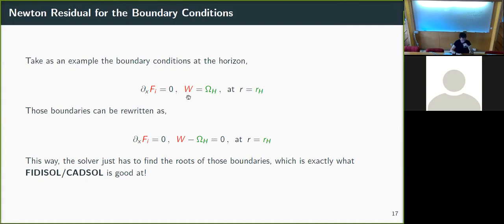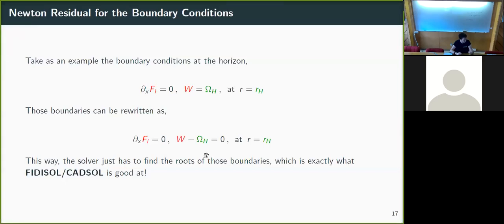If you rewrite this in such a way that we have everything on the left equal to 0, then you just have to tell the solver that you want to find which functions solve this equation. Basically, try to find the zeros.